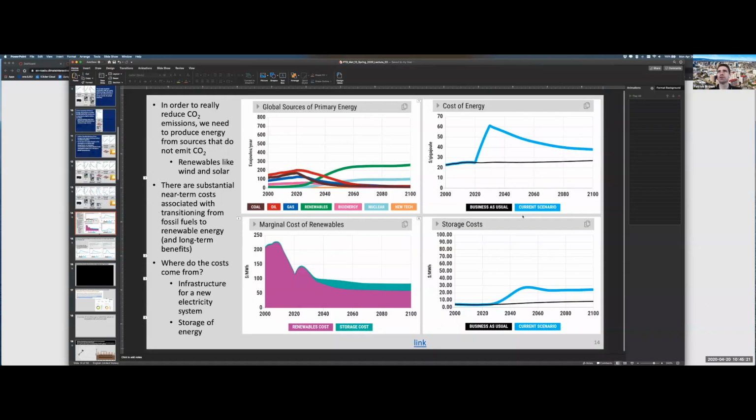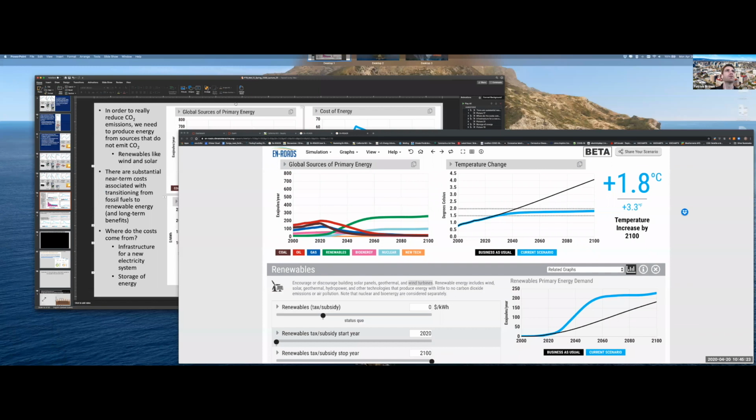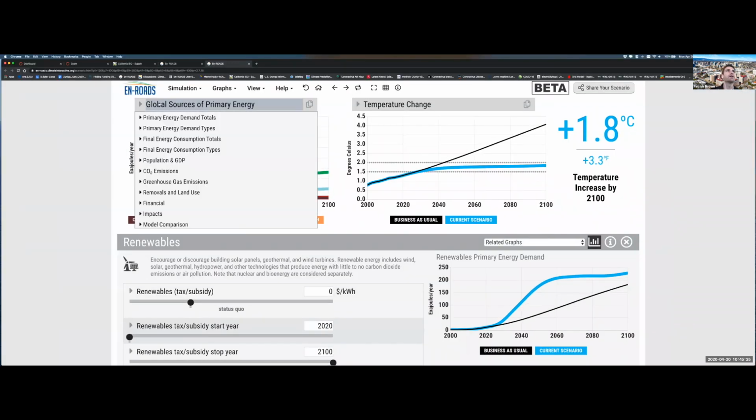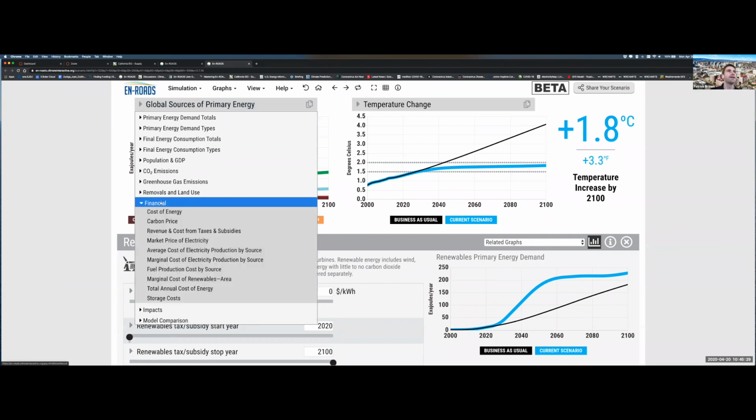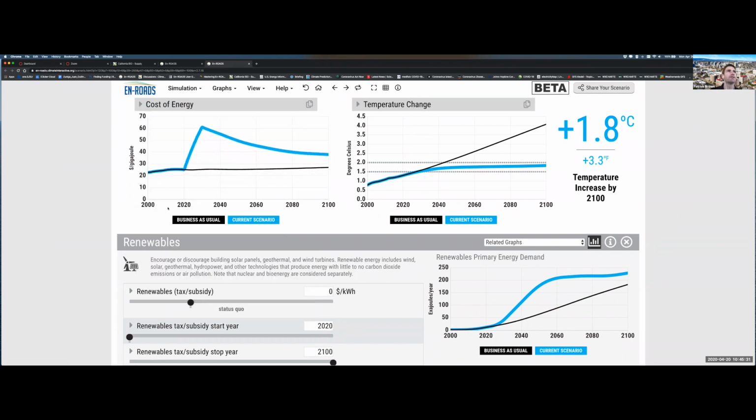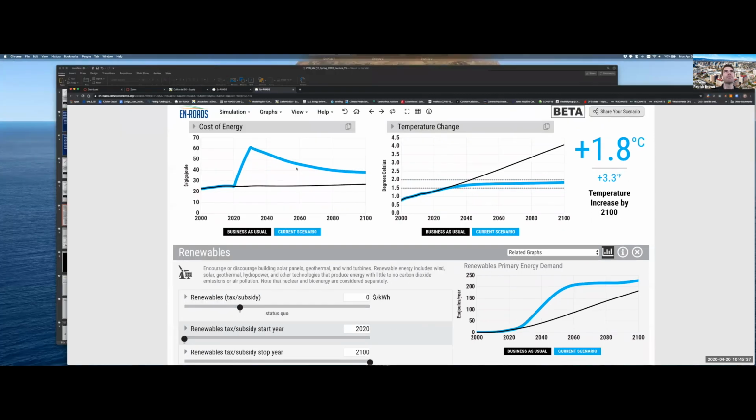And I will just show you in here how to get to that. So you click on this drop-down menu, and you go to financial, and you go to cost of energy, and that's where you can see that. So we have this big cost of energy that then eventually starts coming down.